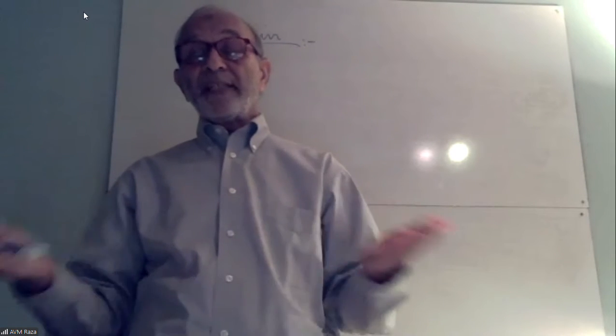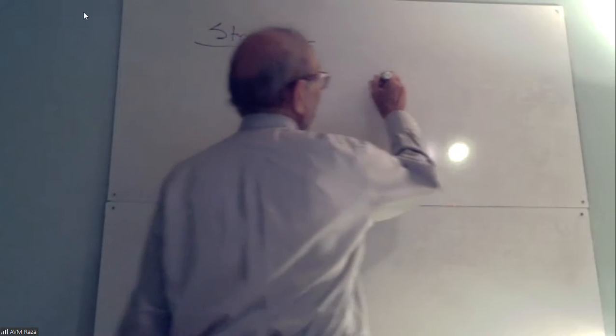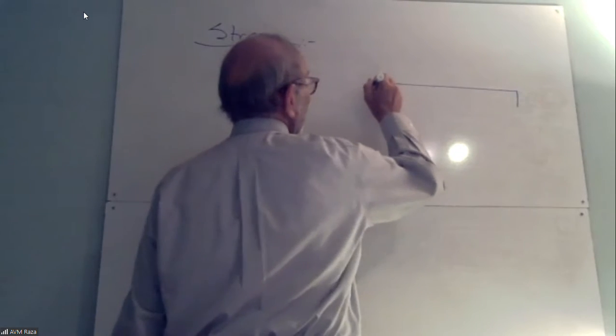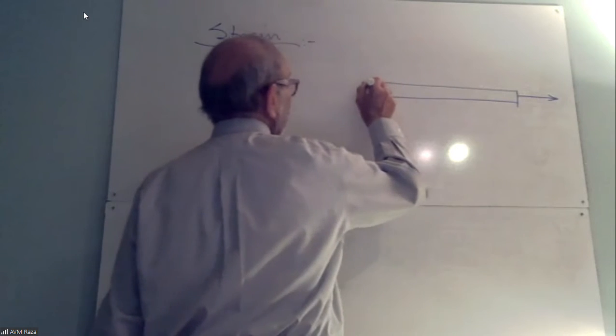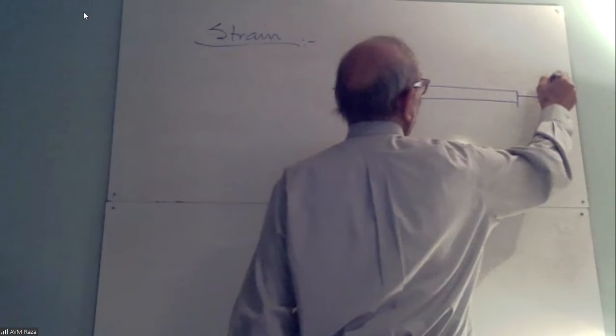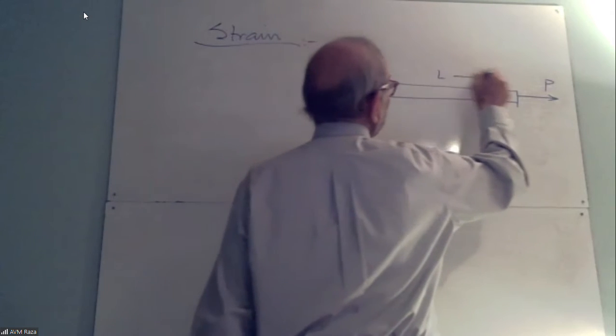So, like I was saying, stress was basically the load normalized over the area. Now, strain is something different. Strain talks about the geometrical change caused by a load acting on a member. So, for example, if you had a structural member, something like this, and you applied a load P on it like this, the length of the member, let's say, was L.